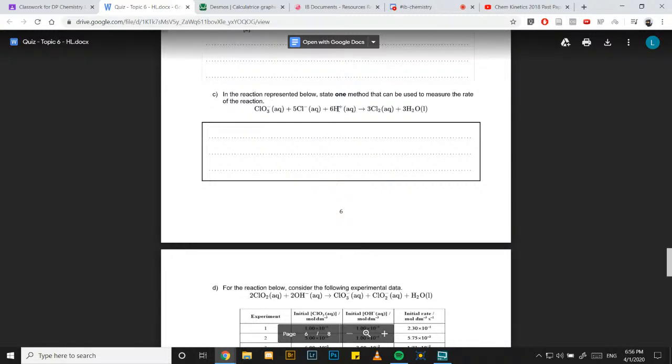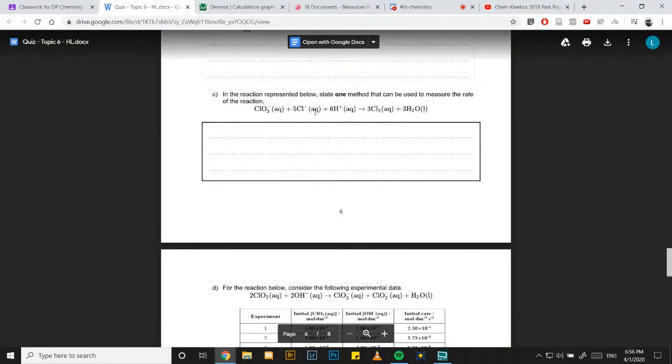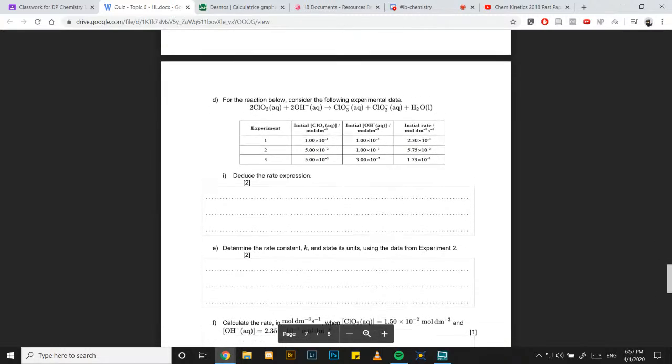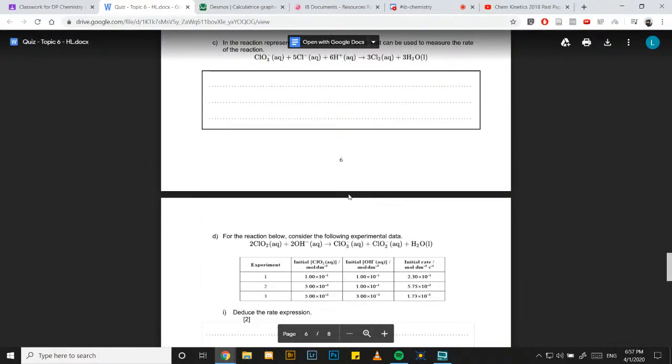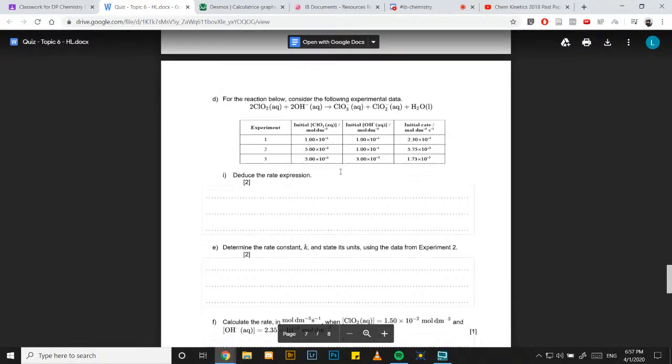If you notice, you have a lot of hydrogen ions on the left, and you have none on the right, which means that as the reaction continues, all this acidic substance on the left gets converted into a neutral substance on the right, which means that eventually the substance is going to become more and more basic. So pH is a good method of showing the rate of reaction here. You can use a pH indicator or something.